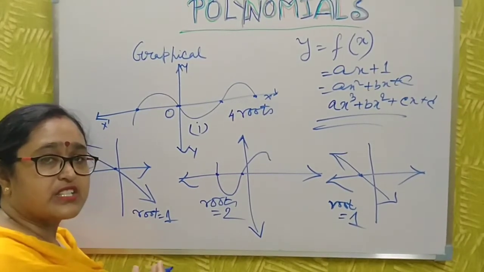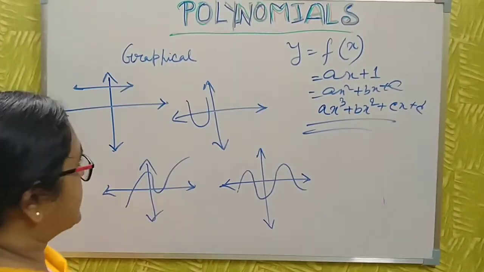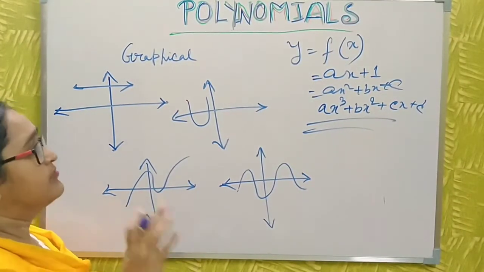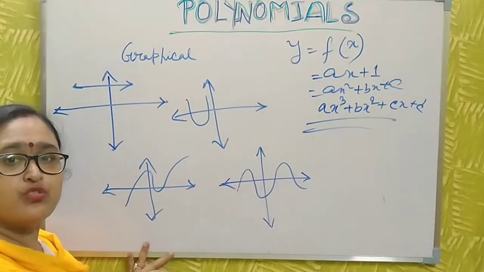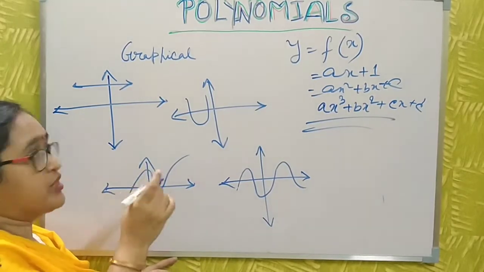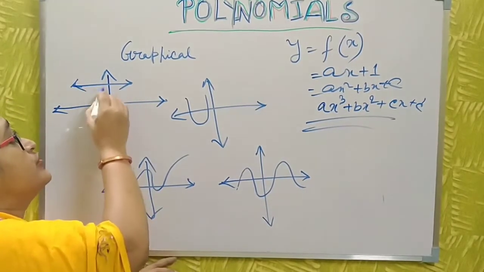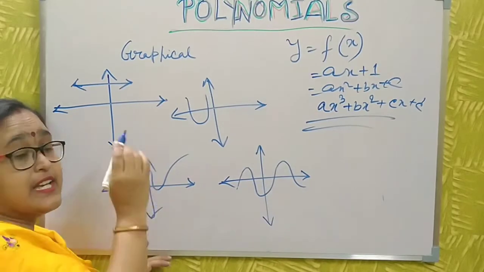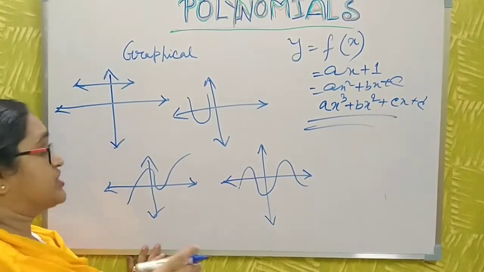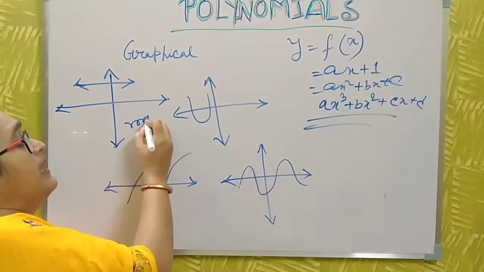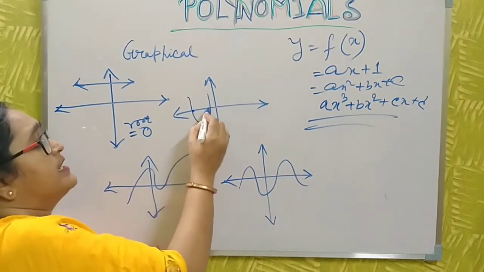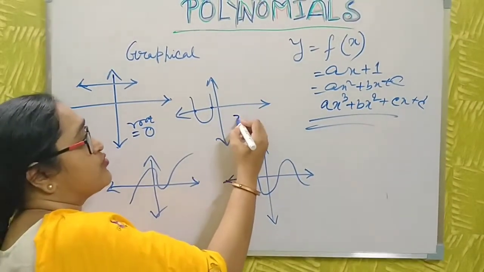Now I discuss another example of the graphical representation of a polynomial. First, how many zeros does this graph have? None, because these lines don't touch the x-axis. Zeros mean roots. Roots and zeros are the same. Here the number of roots is 0. Then how many zeros are here? 2 zeros. Zeros and roots are the same.